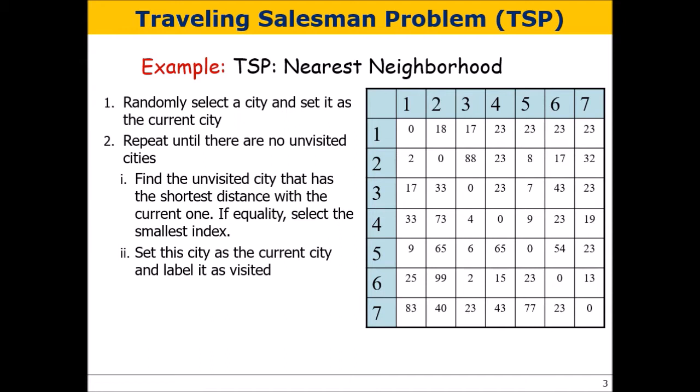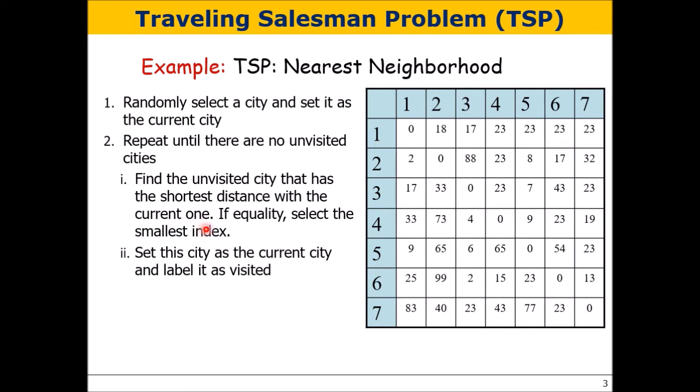So how does this algorithm work? Let's see the pseudocode. It says first randomly select a city and set it as the current city. So one of these 7 cities we are going to select, and we will set it as the current city. Then there is a loop here. You see, repeat until there are no unvisited cities. It means that we are going to label the cities as visited and unvisited, and we will continue the loop until there are no unvisited cities. What we will do is find the unvisited city that has the shortest distance to the current one.